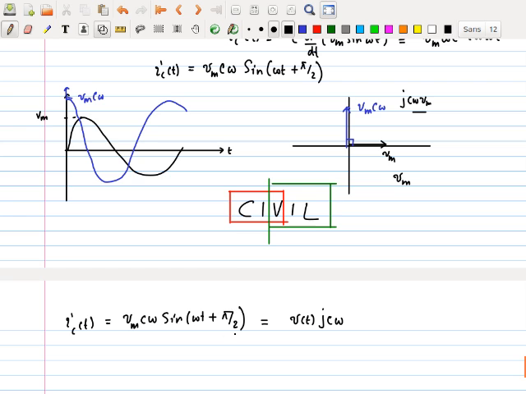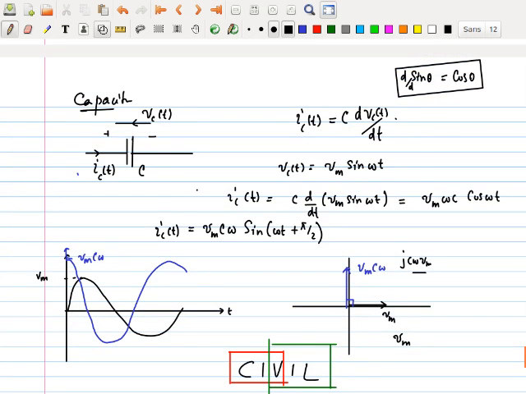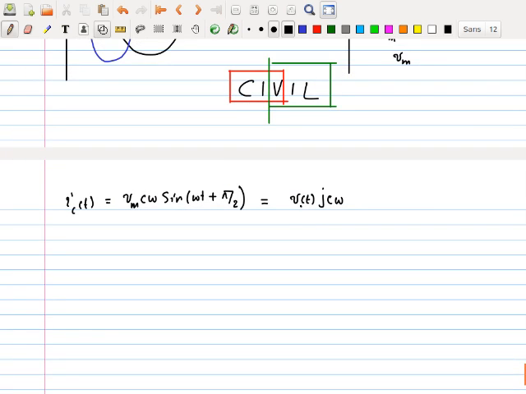And then once I take away this 90 degrees, I have Vm times sine omega t, and Vm times sine omega t is already known to be Vc of t. So in fact, this is Vc of t. Now, if I look at this equation, Vc of t is equal to Ic of t times 1 over Jc omega. Now this looks like Ohm's law. V is equal to IR.